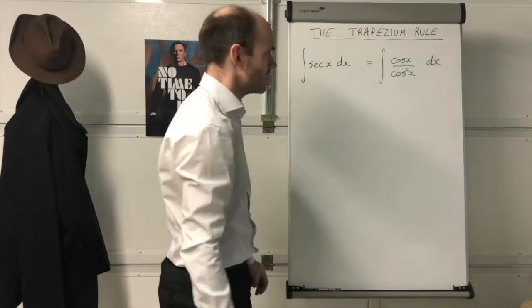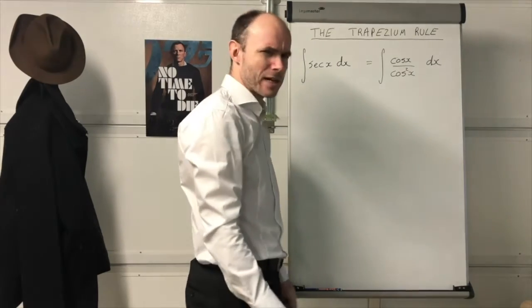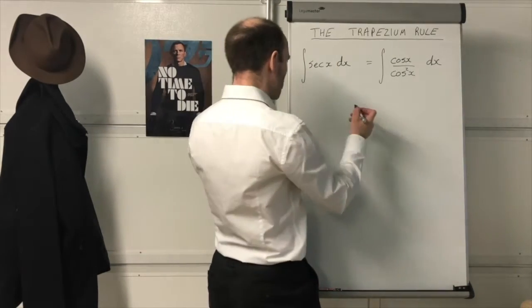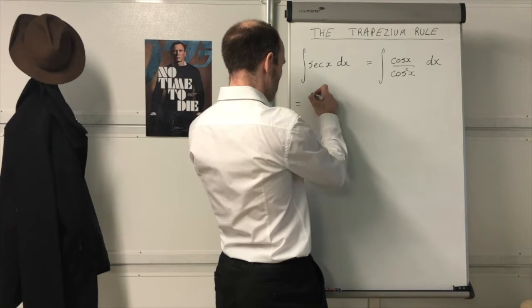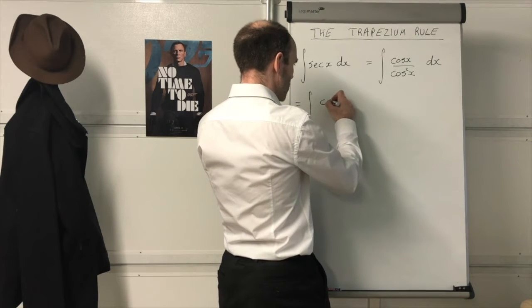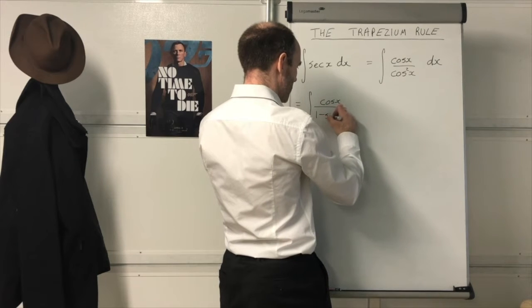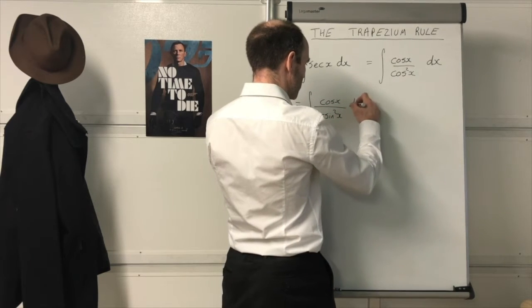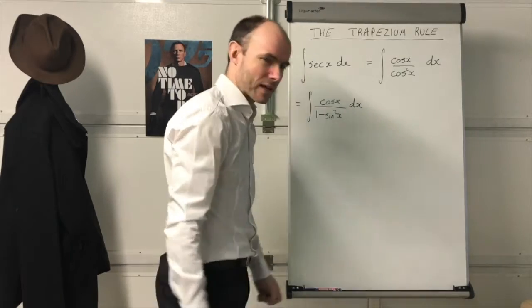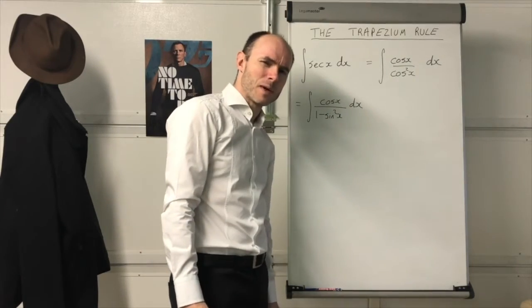So that's the same. You agree with that so far? Good. Right, what can we do with that? We're going to write it as cos x over cos squared x. One of the things you should think about is the identity for that, which is 1 minus sine squared x. And you're thinking, I'm still not sure where this is going.